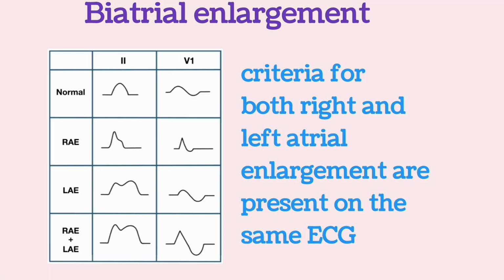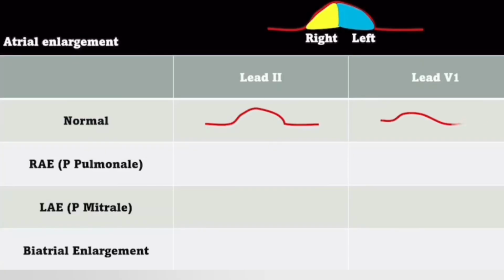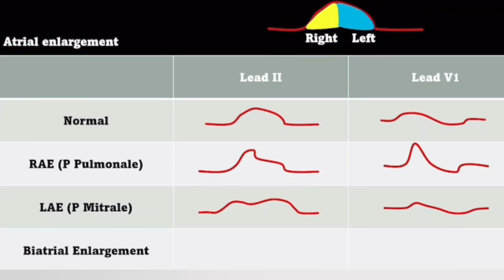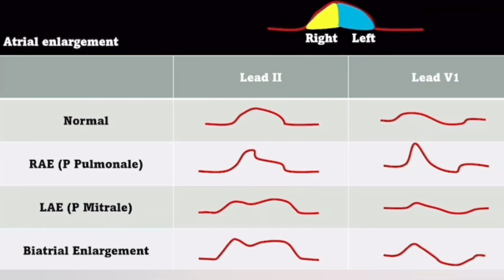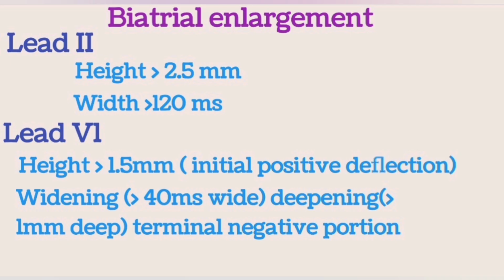Biatrial enlargement. Biatrial enlargement is diagnosed when the criteria for both the right and left atrial enlargement are present on the same ECG. That means in lead 2 we'll get a P wave that is taller than normal, that is more than 2.5 millimeter, as well as the duration of the P wave getting longer, that is more than 120 millisecond. In V1 we'll get increased height of the initial positive deflection, more than 1.5 millimeter, as well as widening and deepening of the terminal negative portion of the P wave.